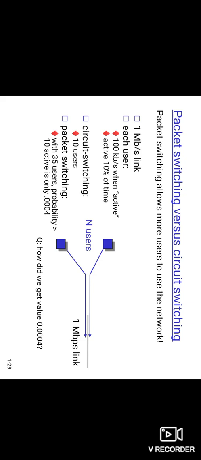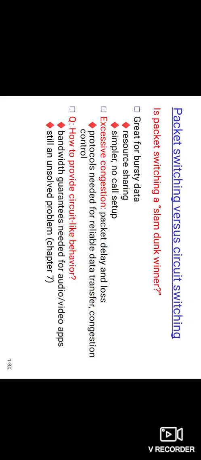So if we are comparing packet switching versus circuit switching, we assume that packet switching is the winner. It is great for bursty data. Resource sharing is simpler, and there is no call setup. Excessive congestion, packet delay and loss are the disadvantages. But even if these disadvantages occur, we assume that packet switching is more beneficial as compared to circuit switching.